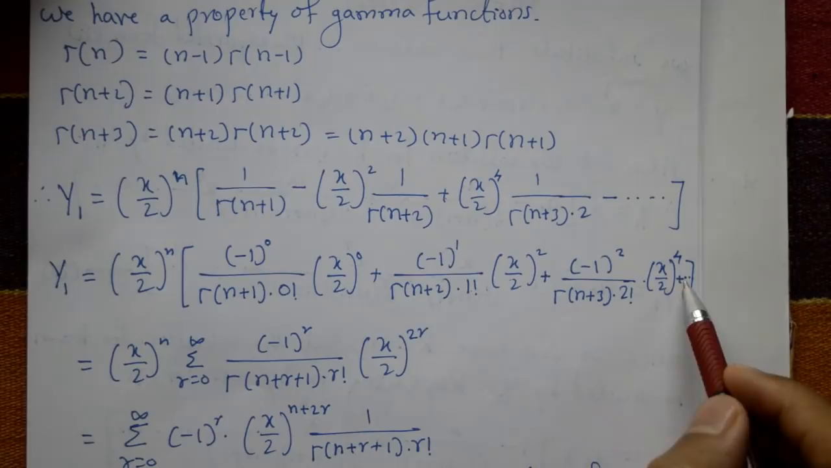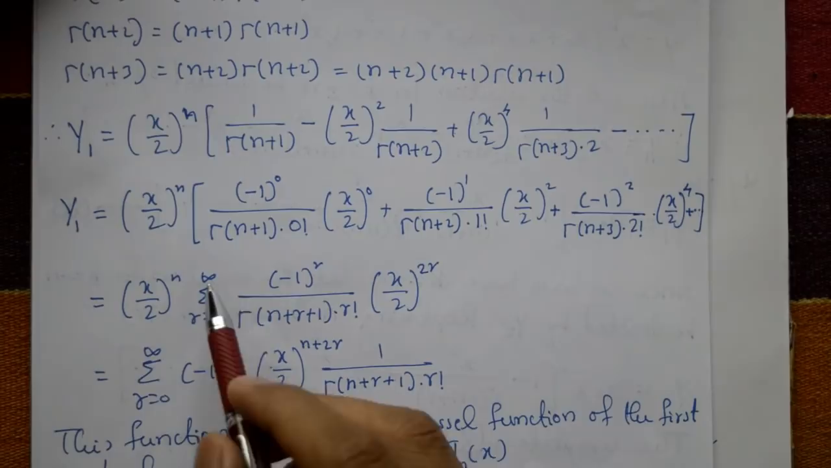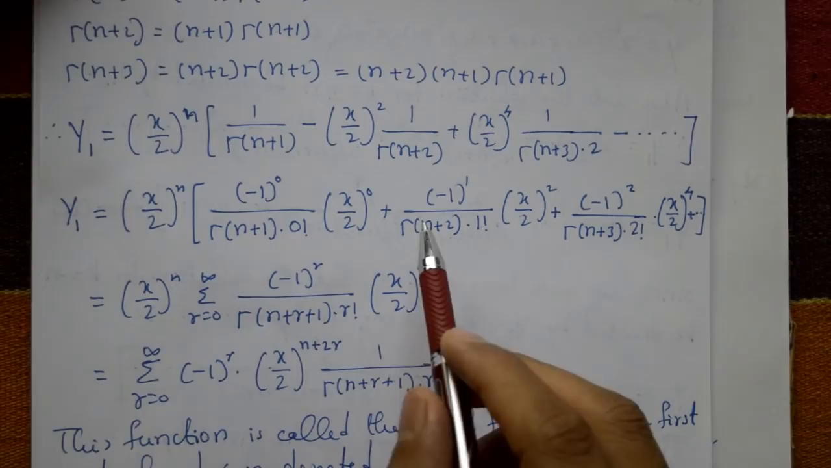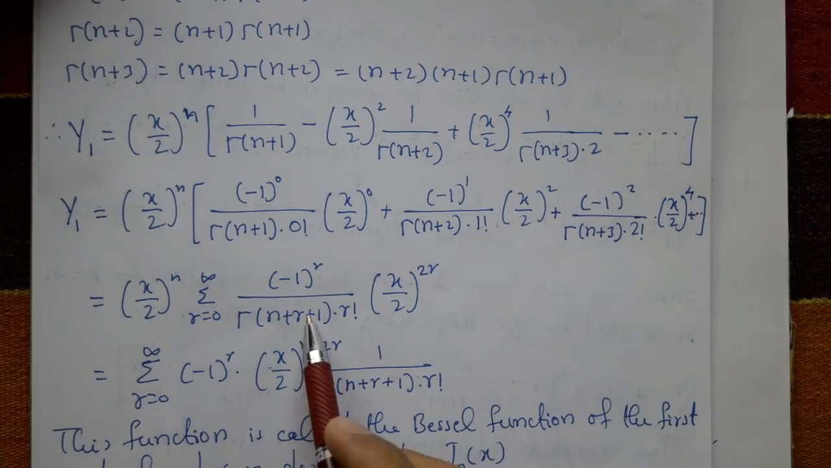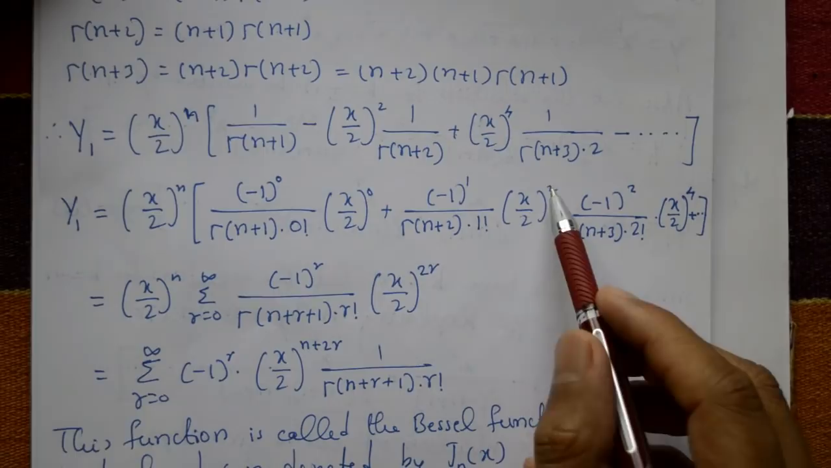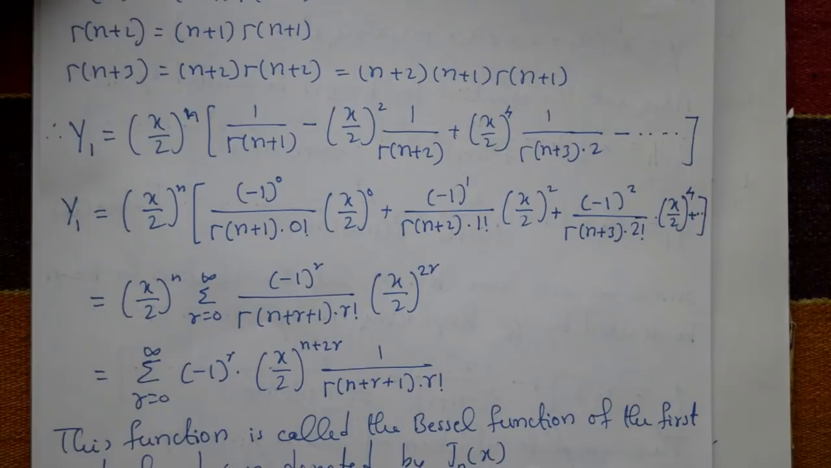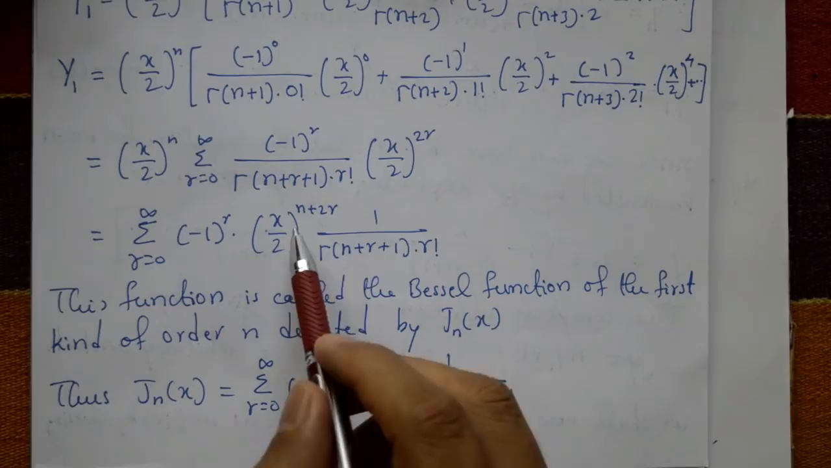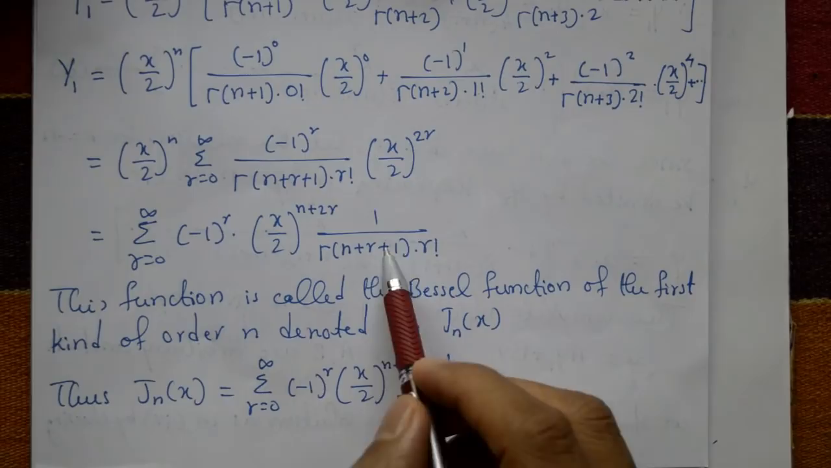Now this series you write in a summation. So x by 2 whole raised to n, summation r is 0 to infinity, minus 1 raised to r, divided by gamma of n plus 1, gamma of n plus 2, gamma n plus 3, and so on, gamma of n plus r plus 1, and 0 factorial, 1 factorial, 2 factorial, and so on, r factorial. X by 2 whole square, whole square equals 4, means x by 2 raised to 2r. Put r equal to 0, 1, 2, 3, you get this series. Now x by 2 take inside the summation. So x by 2 raised to n, x by 2 raised to 2r, that is x by 2 raised to n plus 2r. This is minus 1 raised to r, 1 upon gamma of n plus r plus 1 into r factorial.